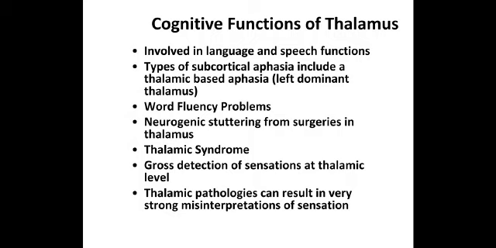Types of subcortical aphasia include thalamic based aphasia, where the left dominant thalamus is involved. Here, there is a fluency problem. Neurogenic stuttering can result from surgeries in the thalamus. Thalamic syndrome: gross detection of sensation at the thalamic level. Thalamic pathology can result in very strong misinterpretation of sensations.